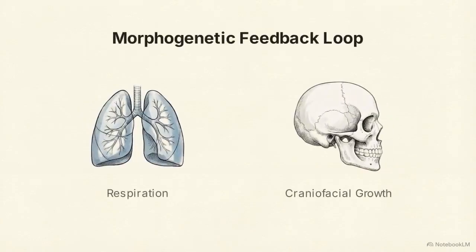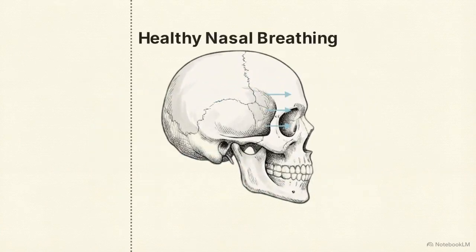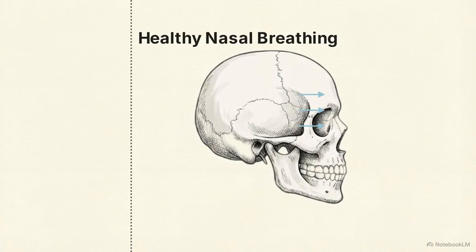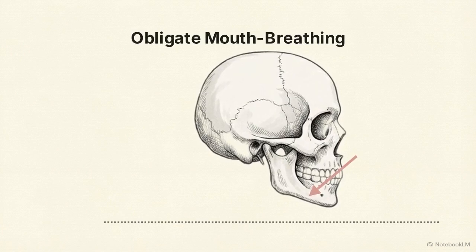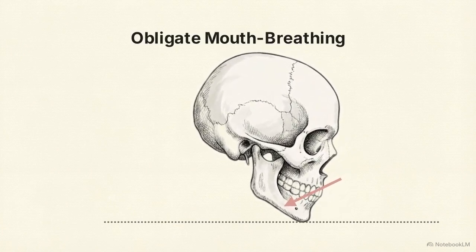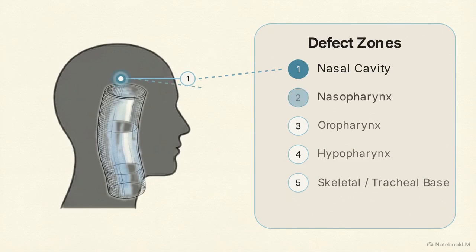The human face develops through a feedback loop where functional airflow physically shapes the growing skeleton. Under normal conditions, nasal breathing applies continuous pressure that drives the maxilla and mandible forward. When a patient becomes an obligate mouth breather, that pressure is lost, resulting in a downward, clockwise growth rotation of the entire facial structure.